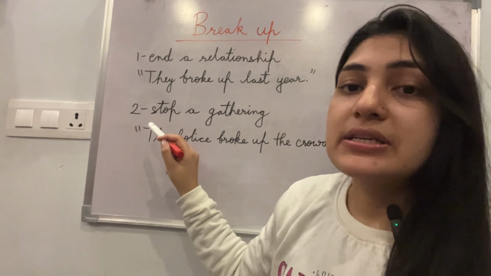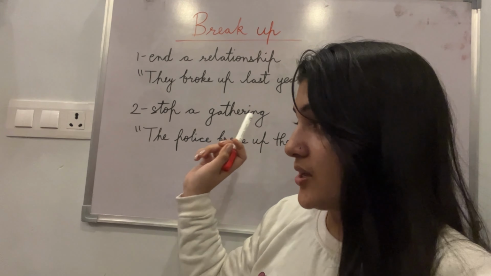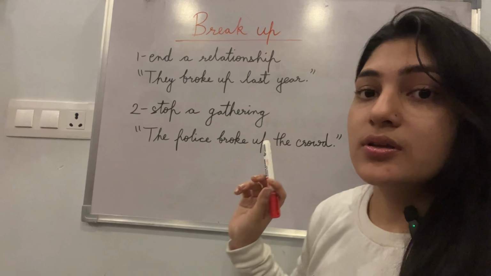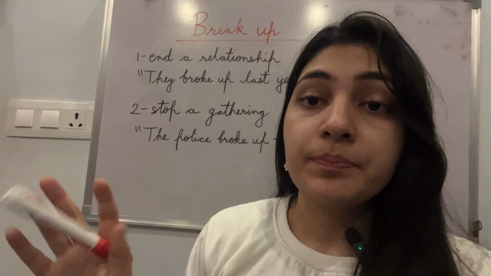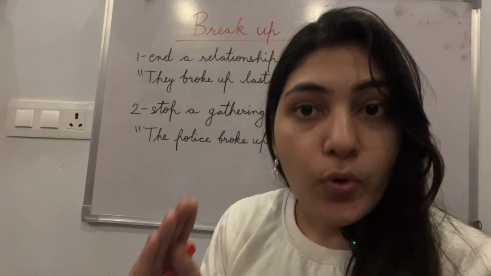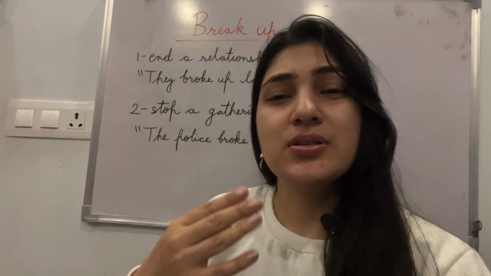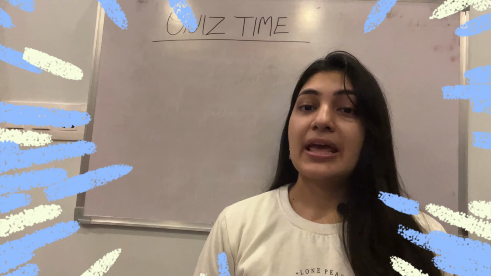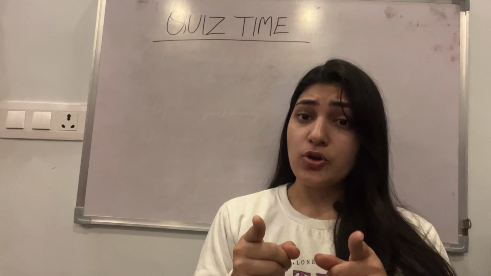Then the second one is stop a gathering. Okay? For instance, the police broke up the crowd. What did the police do? They cleared the crowd. Okay? The police broke up the crowd. The police broke up the crowd. What did the police do? They cleared the crowd. And now it's time to test your knowledge.